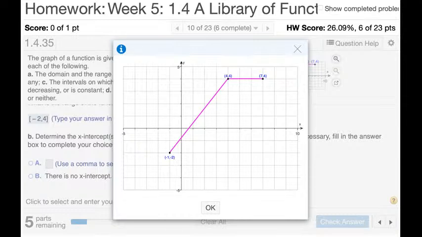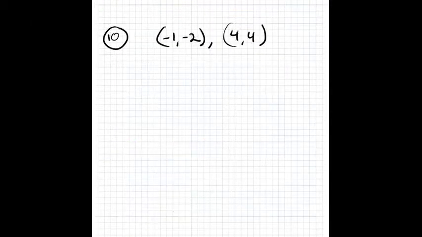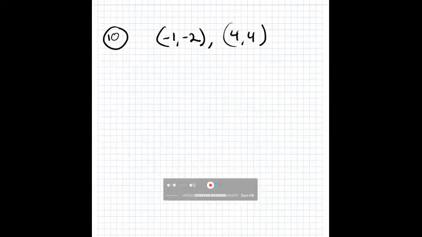Number 10. I want to find the equation of the line through the points -1, -2, and the other one is 4, 4. All right, let's hop over to the tablet and see what we're doing. The tablet is here, and for you guys, it's here. We're going to find the equation of the line through these points.